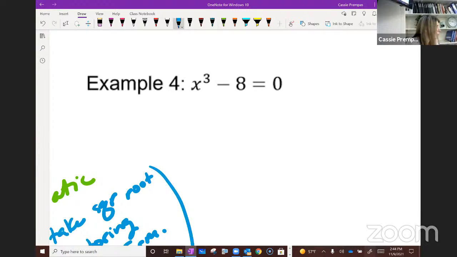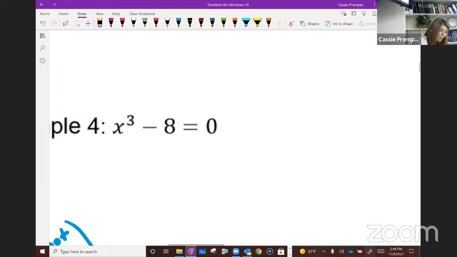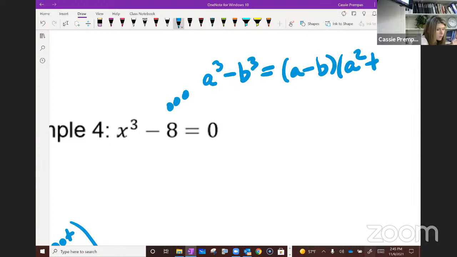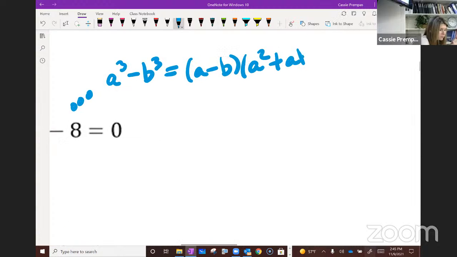Actually, maybe you know from the bell ringer I gave you. Can we factor x cubed minus 8? Yes, if you don't remember the rule, here's where I would write it, because if you lose that bell ringer, here it is in your notes. A cubed minus b cubed factors down into a minus b times a squared plus ab plus b squared.